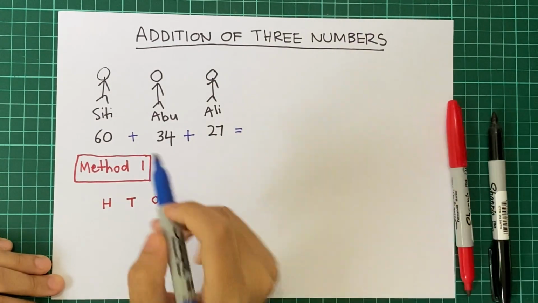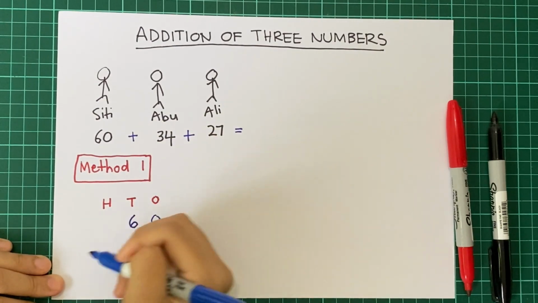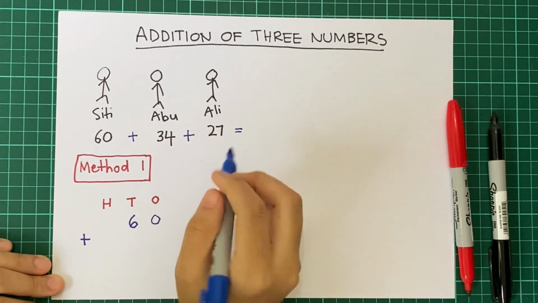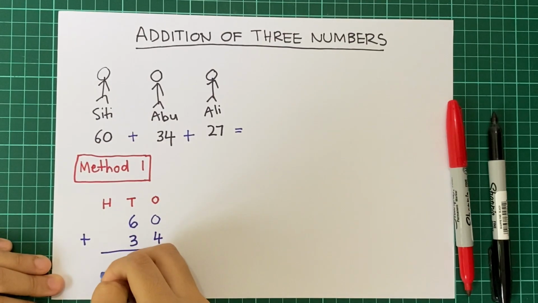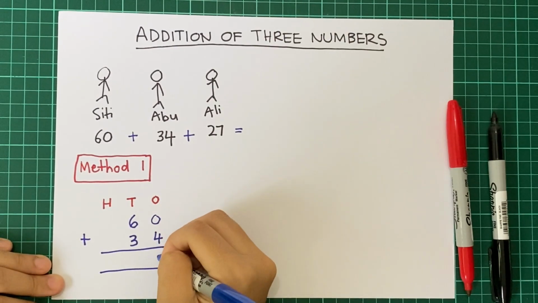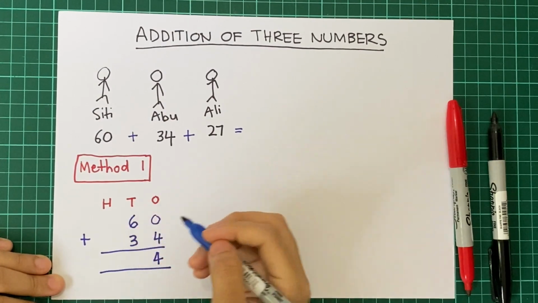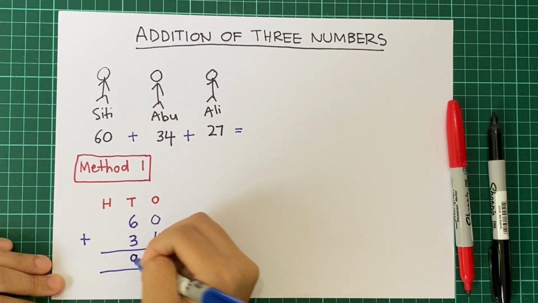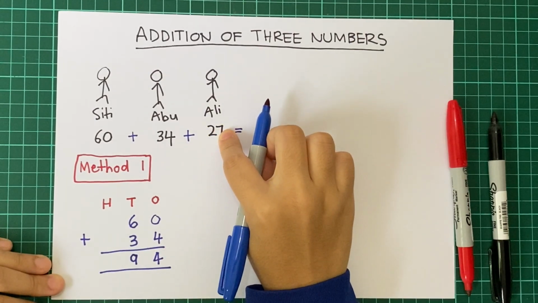So, we start with the first number, 60, plus the second number, which is 34. And then, you find the answer first. Start from ones, 0 plus 4 equals 4. And then, for the tens, 6 plus 3 equals 9. We get 94. But don't forget, we still have another number over here.